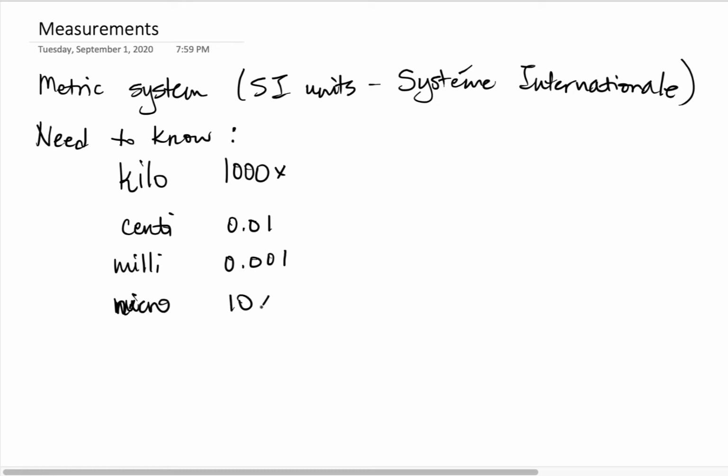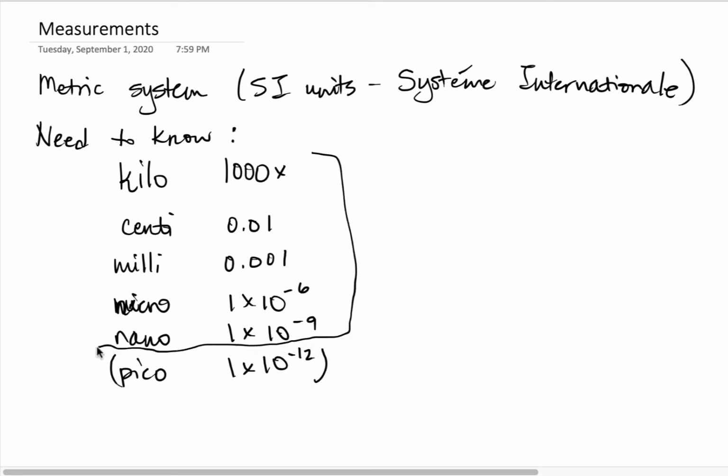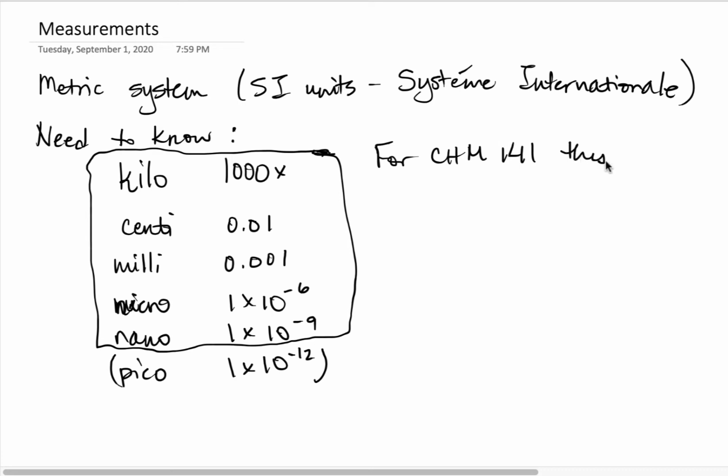I'm just going to switch to 10 to the minus 6. And you need to know nano. And sometimes you might need to know pico, but mostly not. Okay, so if you happen to be able to remember these 5 metric prefixes, you will be totally fine for our class. So for Chem 141, this will be enough. If you need any other ones, you can just look them up, but I do expect you to just know these ones.